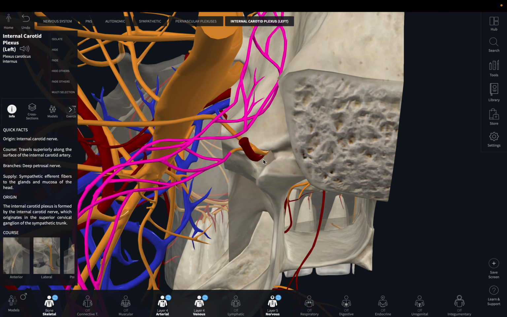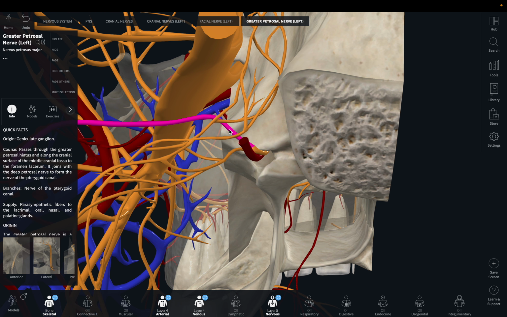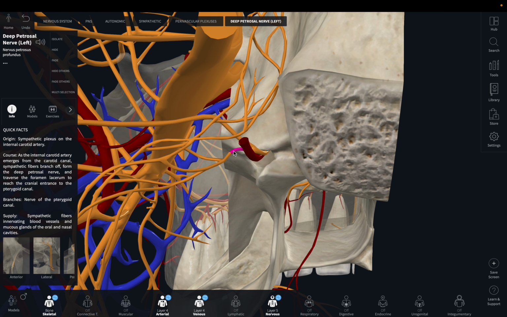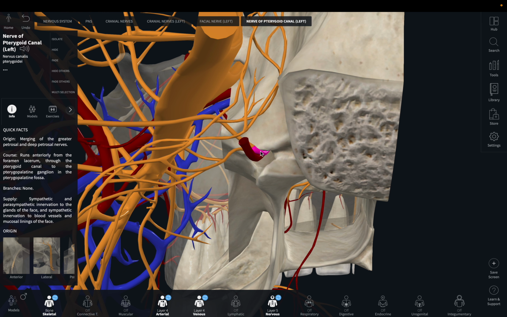So just to recap, the pterygopalatine ganglion receives sensory innervation from the maxillary nerve. It receives parasympathetic innervation from the greater petrosal nerve, which is from the facial nerve, and it receives sympathetic innervation from the deep petrosal nerve, which is from the internal carotid plexus. So these two nerves join to form the nerve of the pterygoid canal.